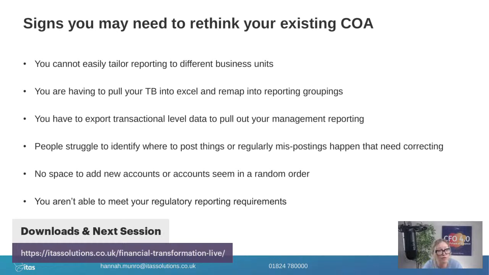If you are spending all of your time pulling your TB into Excel and trying to remap into reporting groupings, because that is the only way you can pull a basic P&L, then again, we probably have to take a step back and rethink. And those that know me will know that I'm not a fan of using Excel for reporting. For me, it's an absolute last resort. But again, you should be able to do a comparative to your P&L for quick reconciliation purposes in your system as well as outside. And if you can't do that at a minimum, then there's probably an issue with either your setup in your system or your chart of accounts.